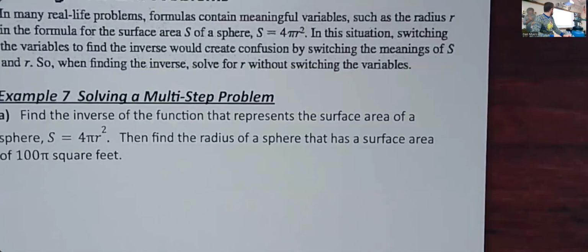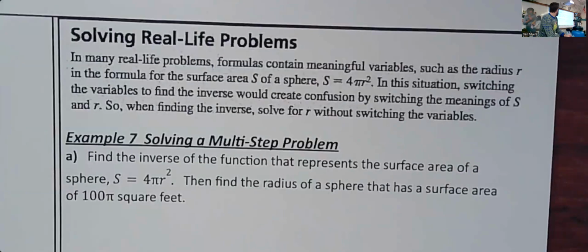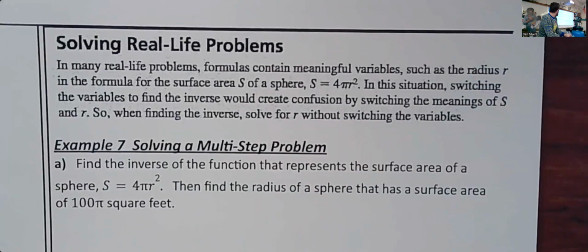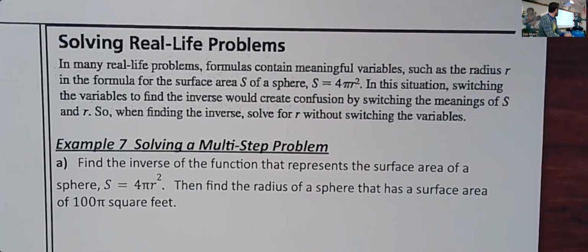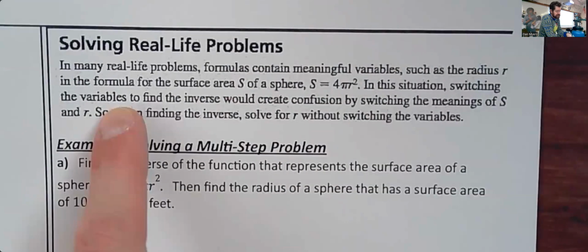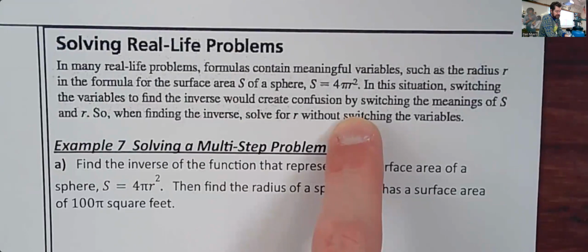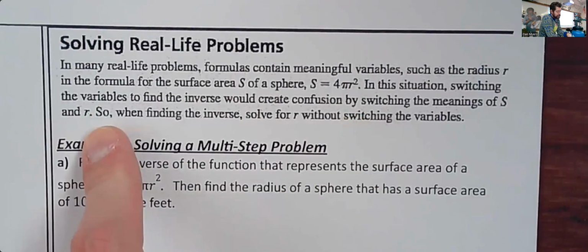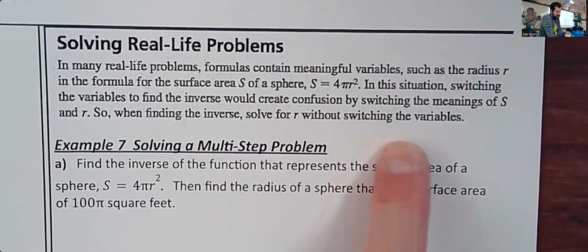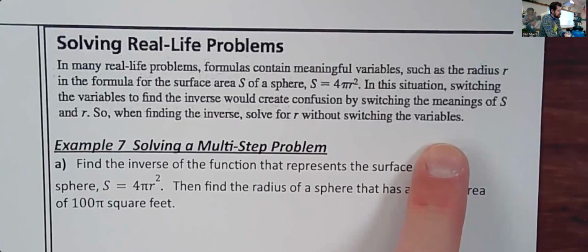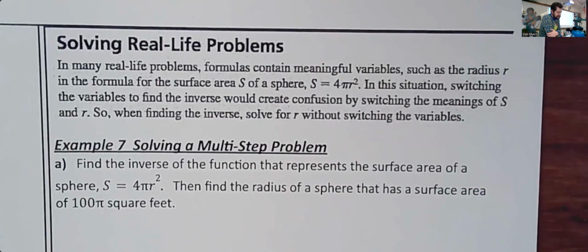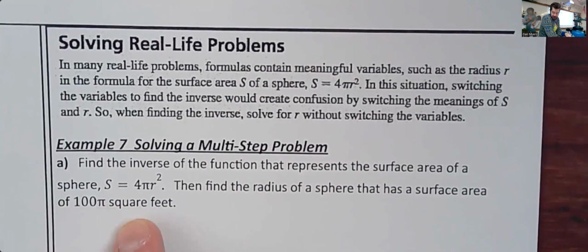So in many real life problems, formulas contain meaningful variables such as the radius r in the formula for the surface area of a sphere, which is surface area of a sphere is equal to 4 times pi times the radius squared. In this situation, switching the variables to find the inverse would create confusion by switching the meaning of s and r. So when finding the inverse, solve for r without switching the variables. So basically it says find the inverse of the function that represents the surface area of the sphere, then find the radius of a sphere that has a surface area of 100 square feet.